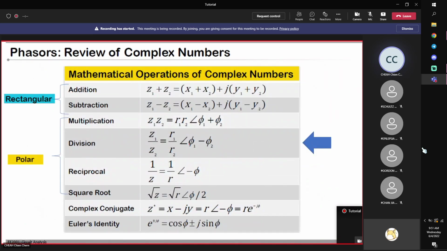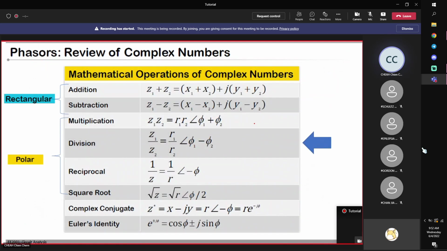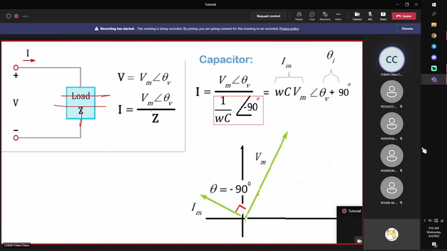So suppose that you find the current, V over Z. Consider a pure capacitor. V over Z, where Z is equal to 1 over omega C at an angle of negative 90. Since this negative 90 is in the denominator, we have theta V minus negative 90. Then it becomes positive 90.